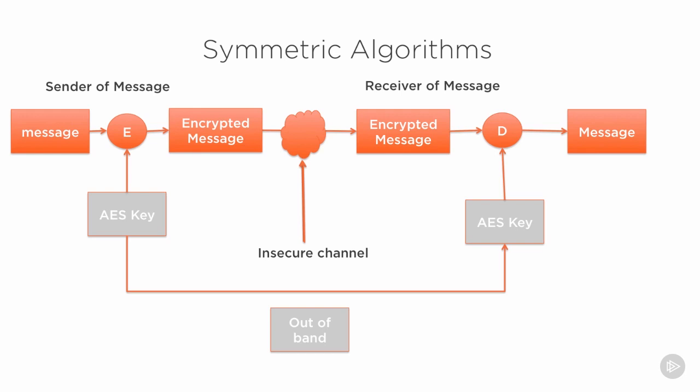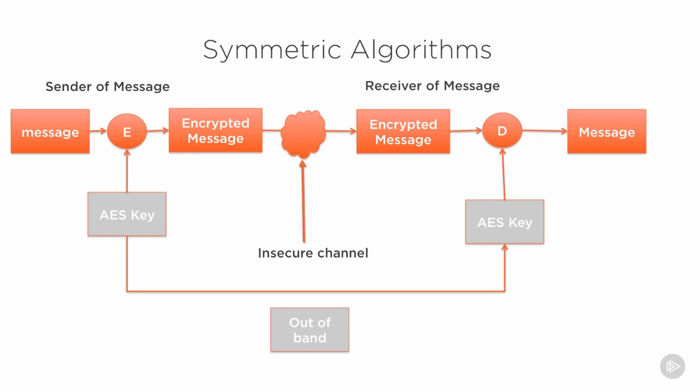This could be done by a courier. It could be done by a phone call or a fax, but it obviously should be in a different channel than the actual encrypted message itself. Now, the advantages of symmetric algorithms like we're looking at here is that they provide very good confidentiality. However, key distribution, as you can see, is somewhat of a challenge.